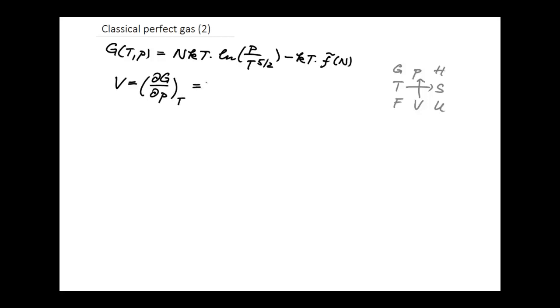Now this is pretty easy because the only way that G depends on pressure is this logarithm. The derivative of the log is 1 over pressure, and we obtain nkT over pressure, which is once again the ideal gas equation. So many ways lead to the ideal gas equation. Here's another one.